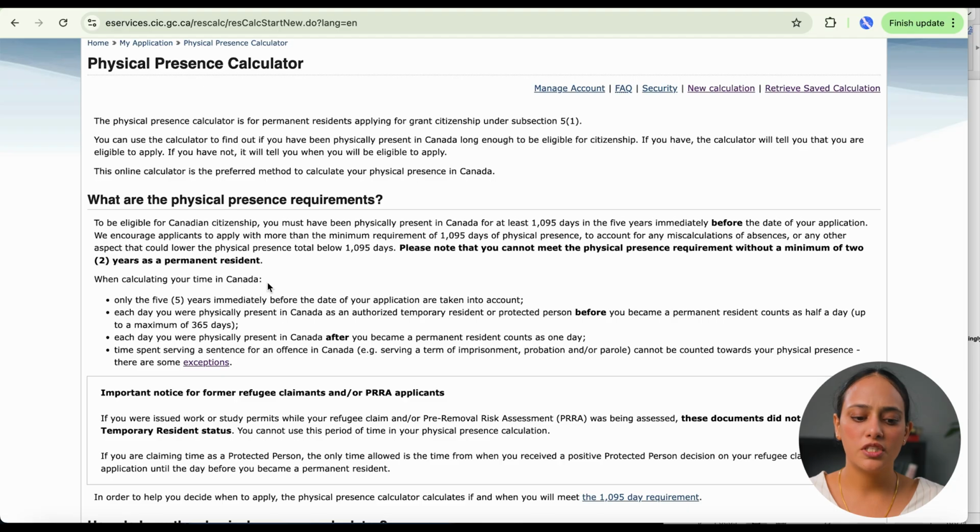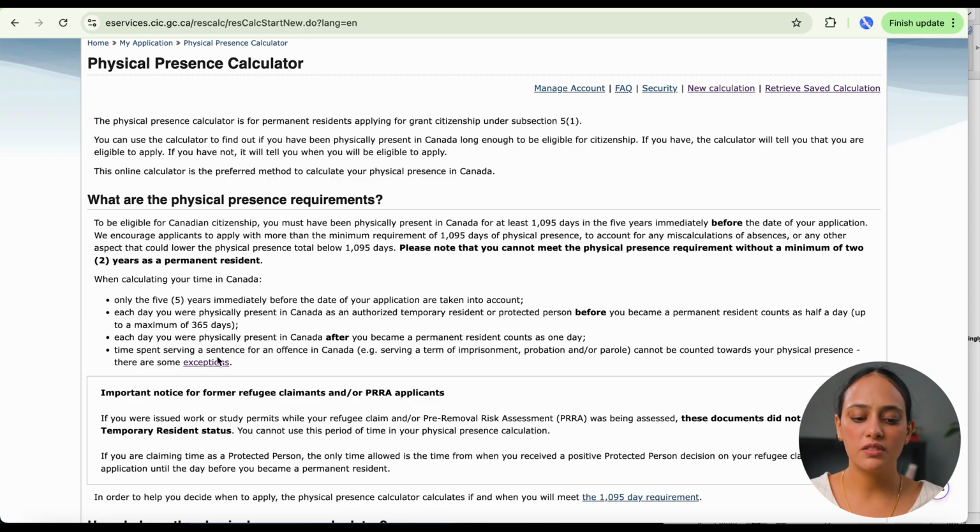So when calculating your time in Canada, only the 5 years immediately before the date of your application are taken into account. So even if you came on a temporary permit before that 5-year limit, that time would not be counted. Second, each day you were physically present in Canada as an authorized temporary resident or protected person before you became a permanent resident counts as half a day. So whenever you were a temporary resident, every day counts as half. And after you became a permanent resident, every day counts as 1 day.